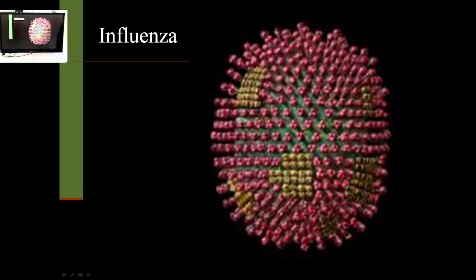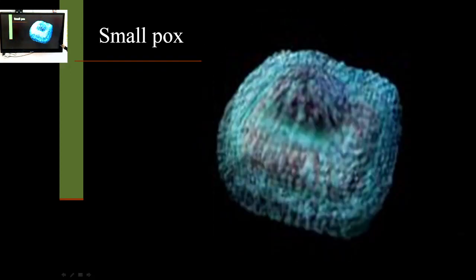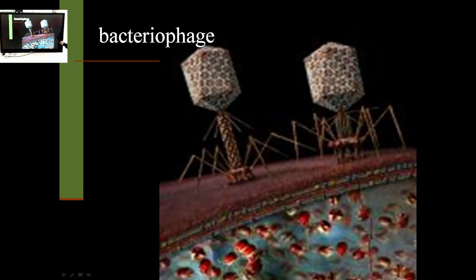This is the influenza virus as an example. Another example is smallpox here. This is the smallpox virus. This is the bacteriophage virus. This is the structure of the bacteriophage. The bacteriophage is a virus that infects bacteria, okay? Inside here, we have the DNA or RNA, which is the genetic material, and it's surrounded by the proteins.